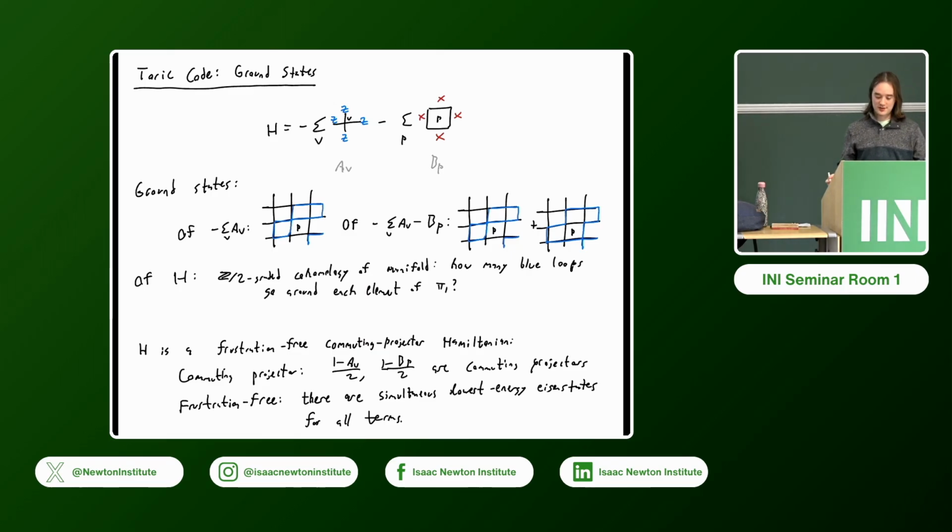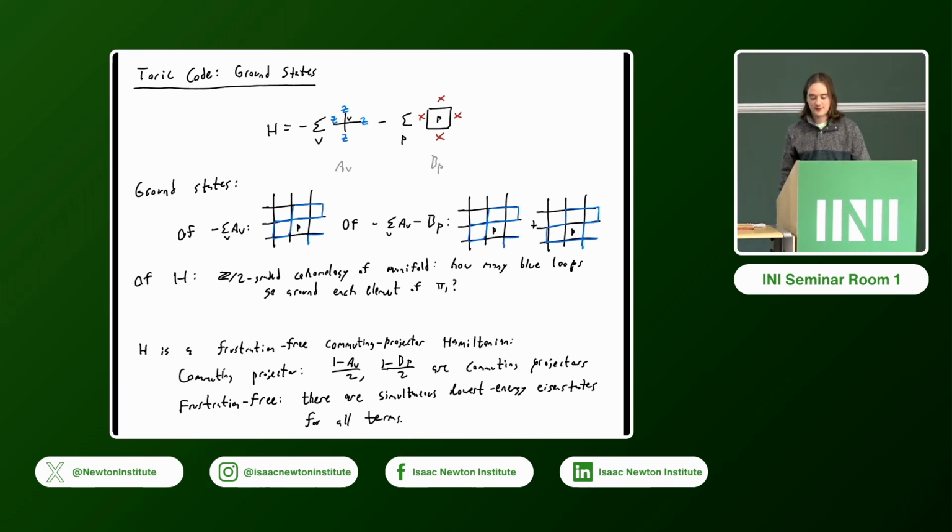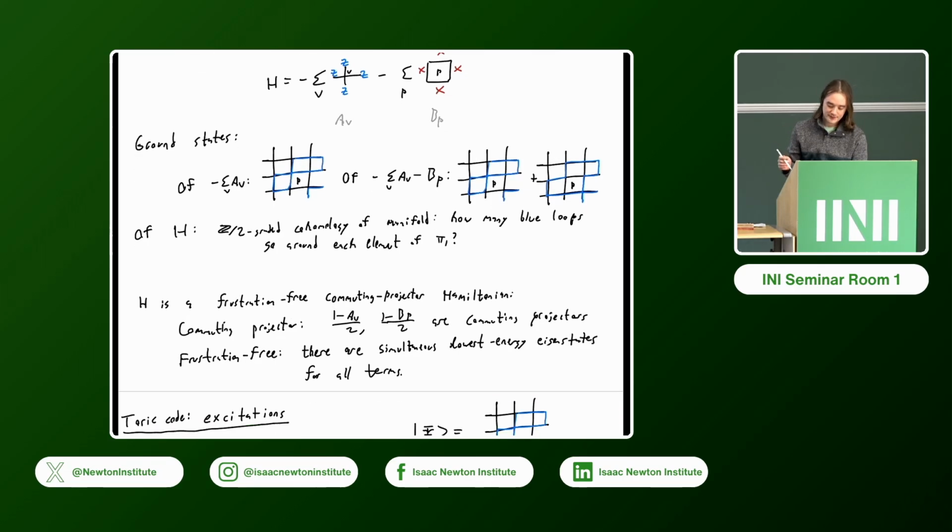So the overall picture is that the ground states of this Hamiltonian H, if I put my grid on some manifold, and make sure that each cell is locally contractible to avoid weirdness perhaps, come from the Z mod 2 graded cohomology of the manifold. Essentially asking how many blue loops go all the way around each non-trivial loop in the fundamental group.